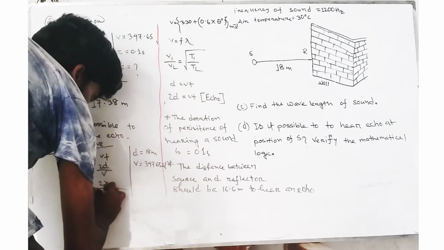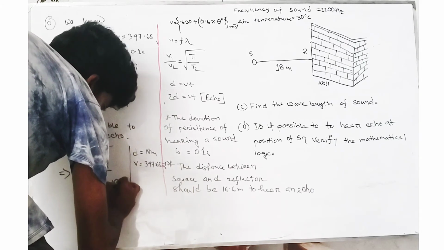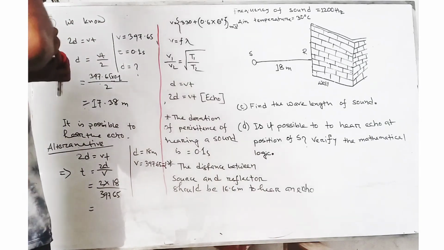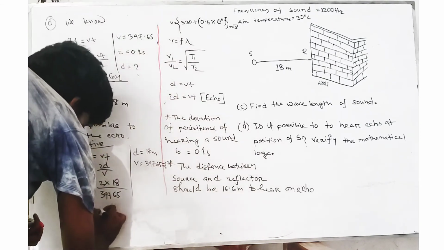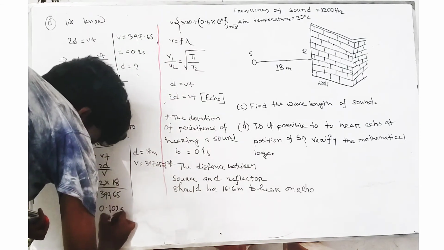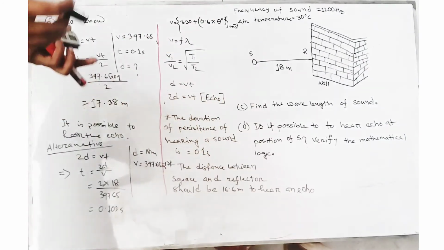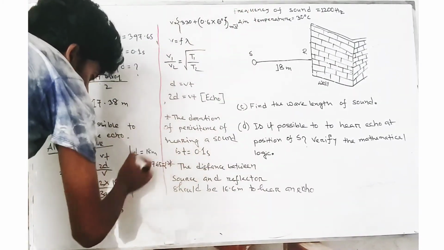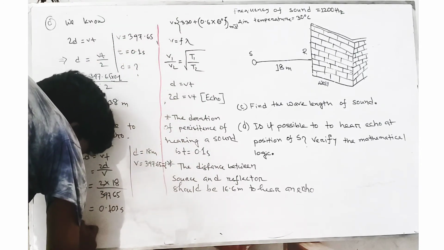So write our input in the equation. 2 into 18 divided by 347.65 equal to 0.103 seconds. We know the duration of persistence of hearing a sound is 0.1 second, I mean t equal to 0.1 second. So it is greater than this, so we can write it is possible.